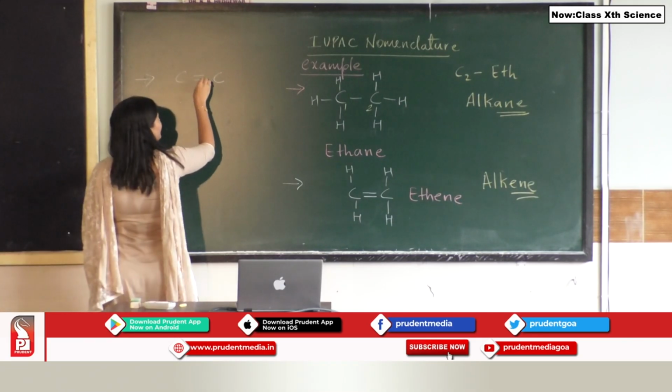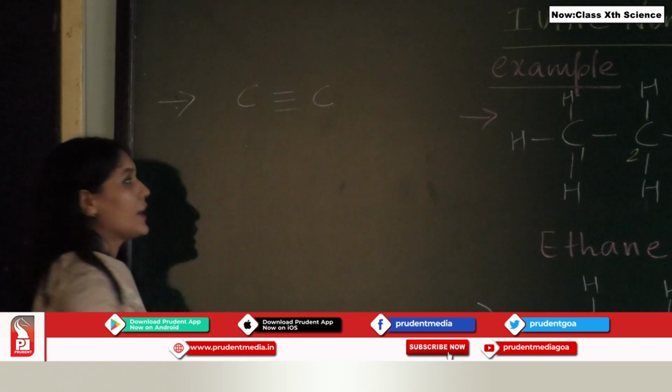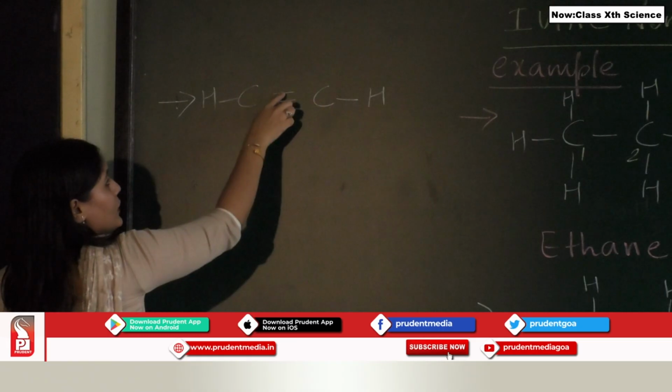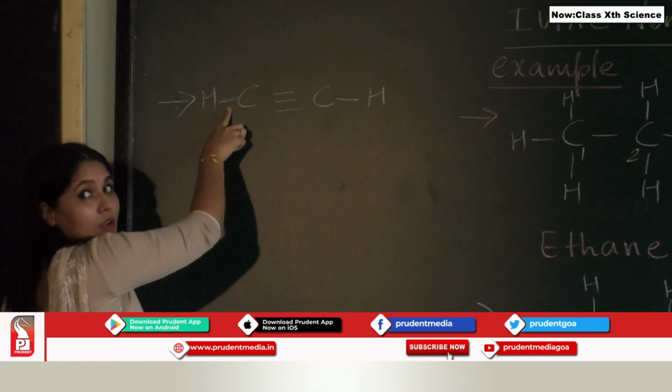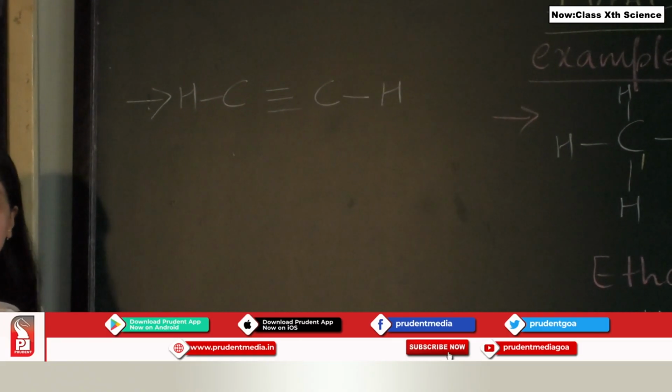Okay, now 1, 2, 3, we know that carbon requires 1 more bond in order to satisfy its valency. So we are going to put a dash and write H. So now we see 1, 2, 3, 4. So the tetravalency of carbon is satisfied.